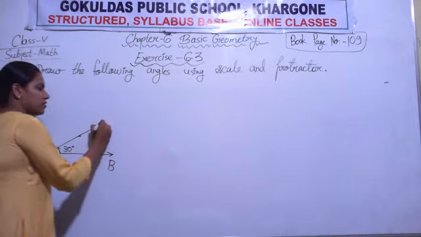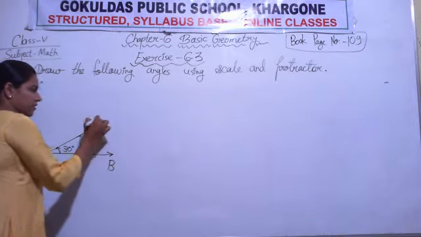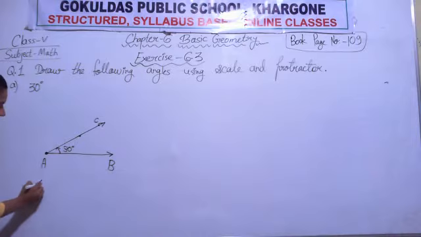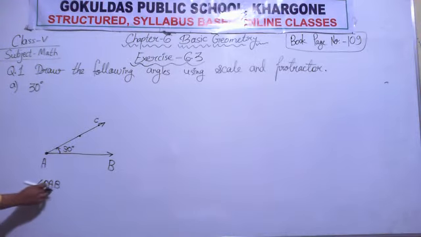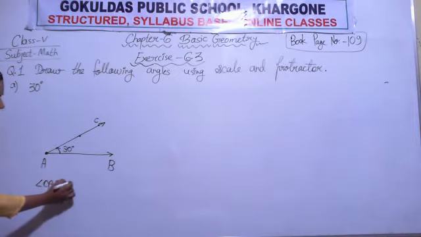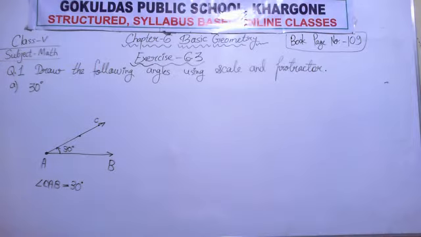You can give the name C to this point. So angle CAB. We remember at point A the angle is formed, so we write A in the center. So angle CAB is 30 degree. Okay, this is how we form an angle.